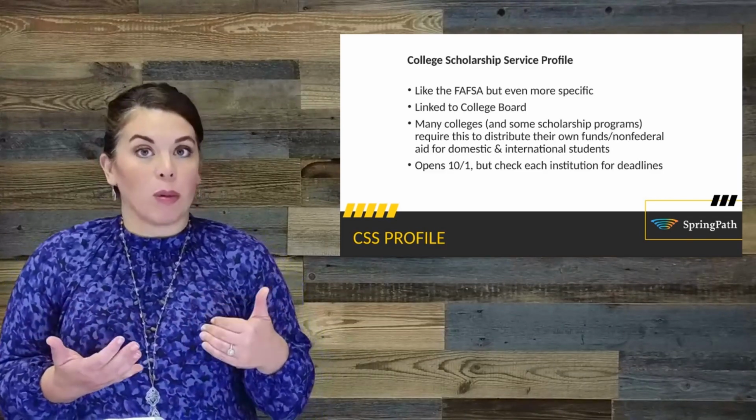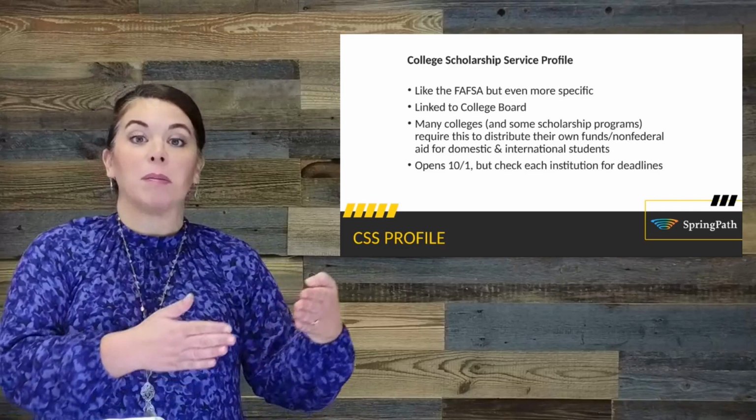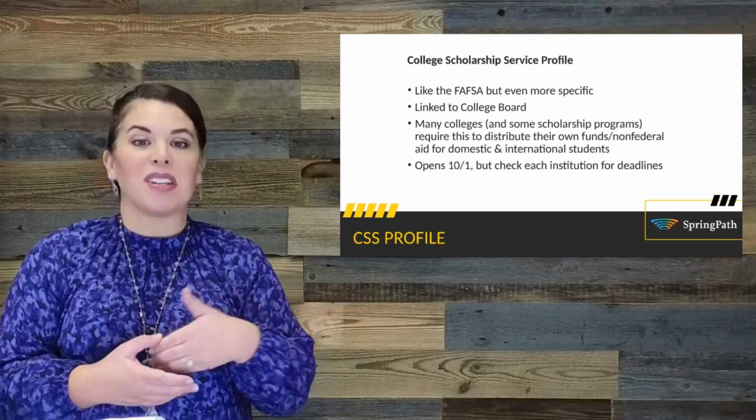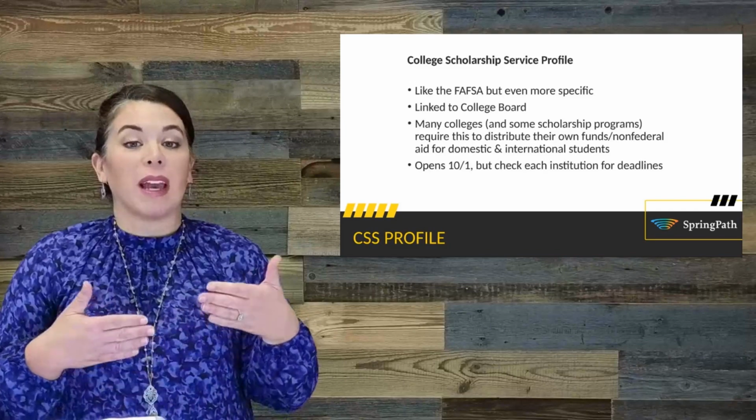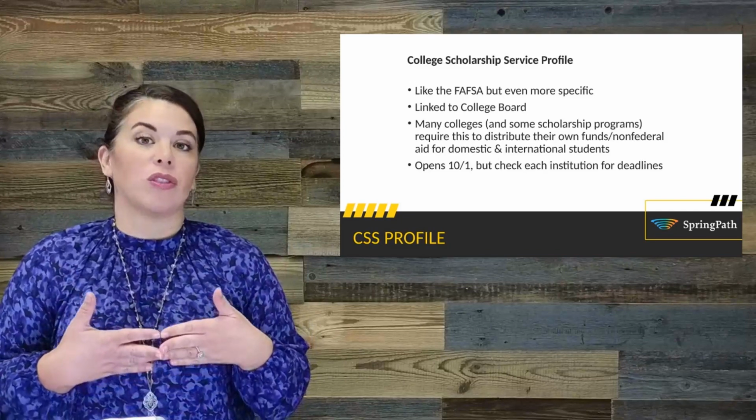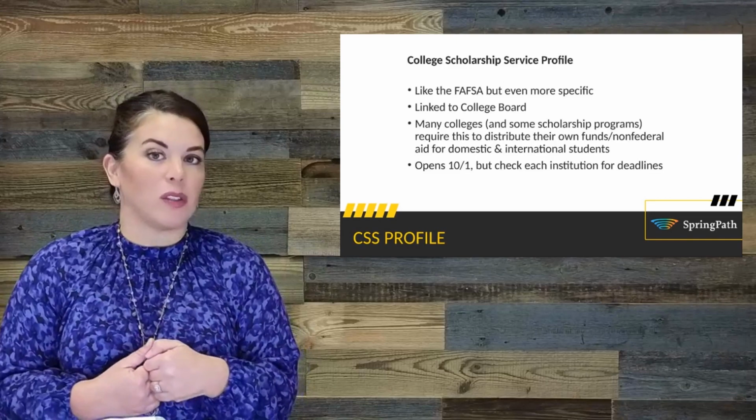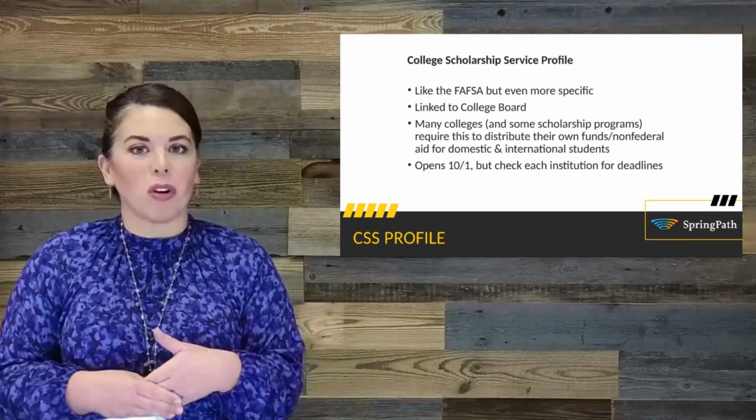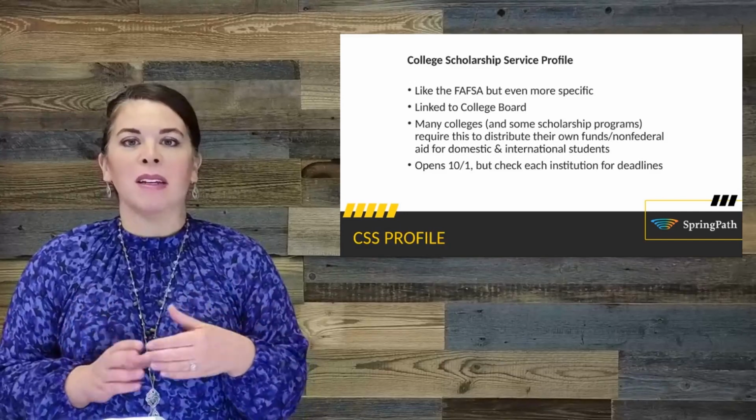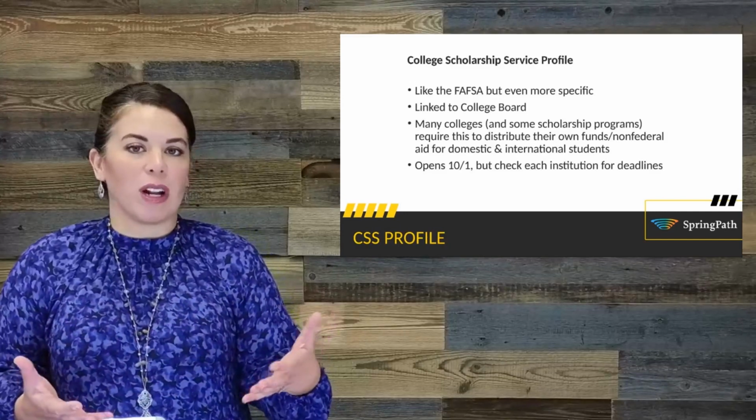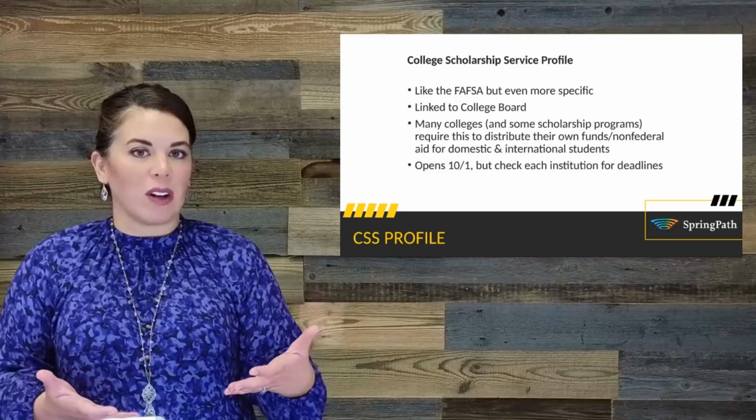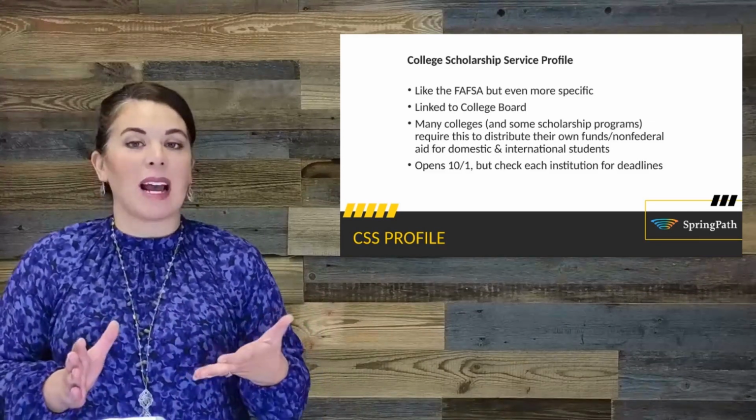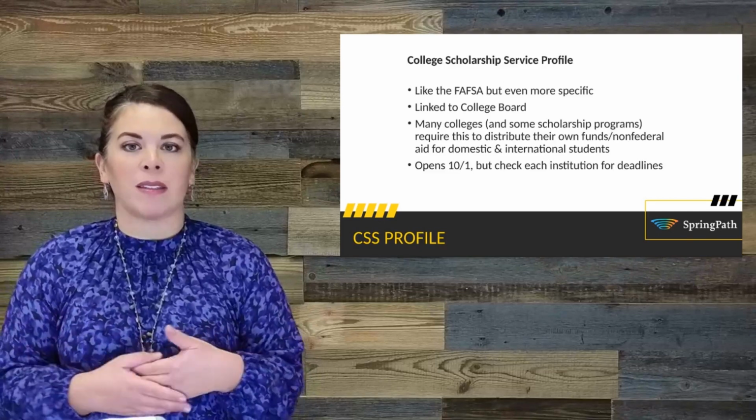It opens October 1st, so again, the same date that the FAFSA typically opened, except not this year. But again, check with each institution for deadlines on when it needs to be submitted to them. That kind of covers the overall financial aid process. Again, a lot of good information out there, a lot of great resources exist. I always advocate for financial aid offices themselves as kind of the biggest asset in going through this process.